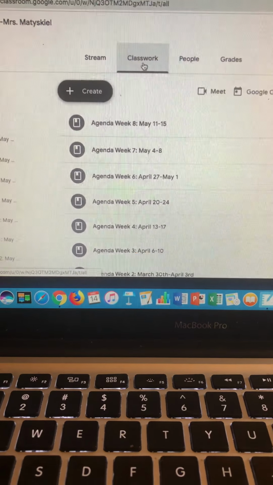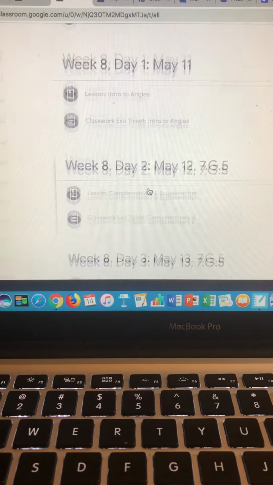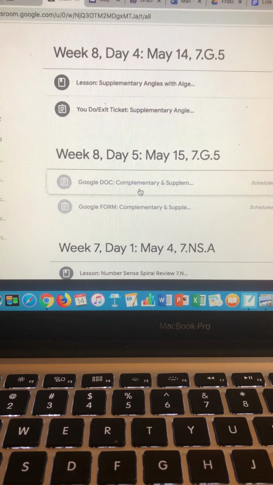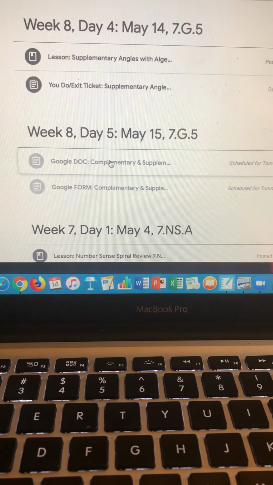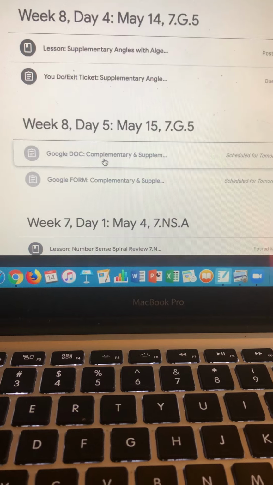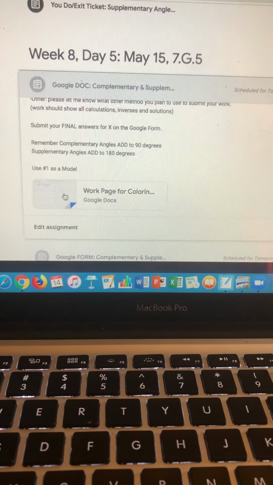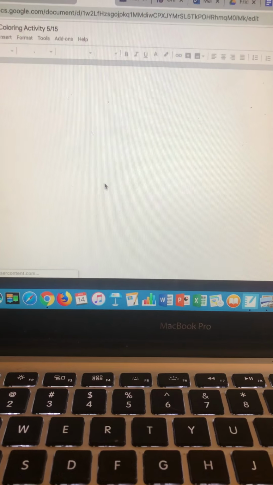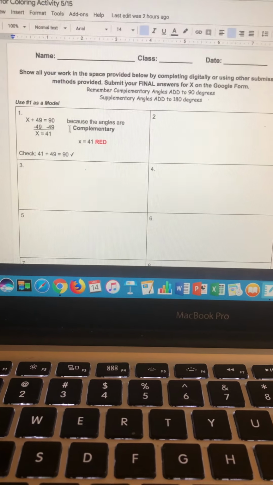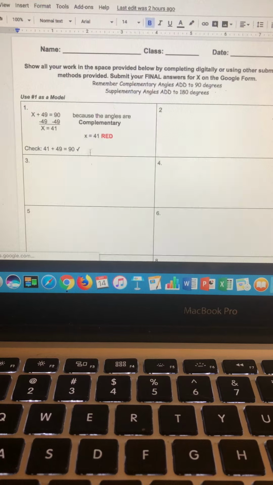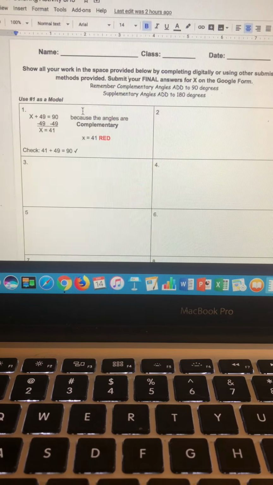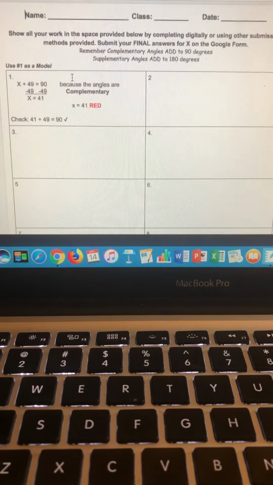You're going to click on your classwork tab. You'll scroll down to week 8, day 5, and you'll see you have the 2 assignments here. So the first one I'll show you is the Google Doc. I'm going to pull that up right here. Okay, so I actually provide number 1 modeled for you. I'm going to model it for you on my paper as well.